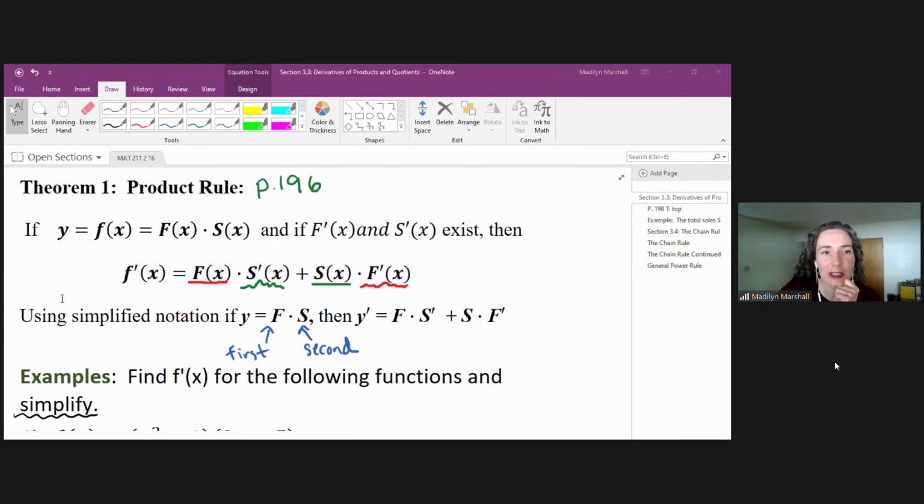Yeah, they're similar in that we're always looking for those two starting parts. In the product, it's first and second. In quotient, it's top and bottom. And then we need to take the derivative of each of those parts. It's just the formula we're plugging them into that is different.